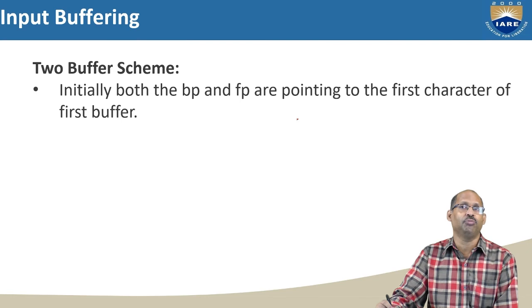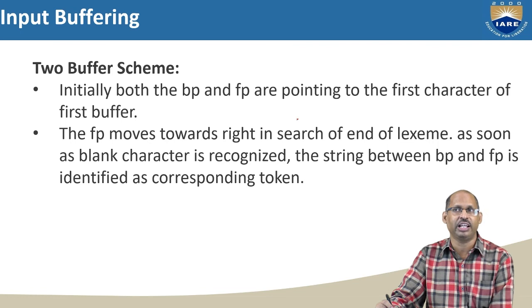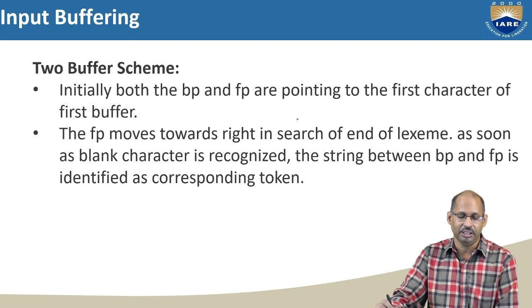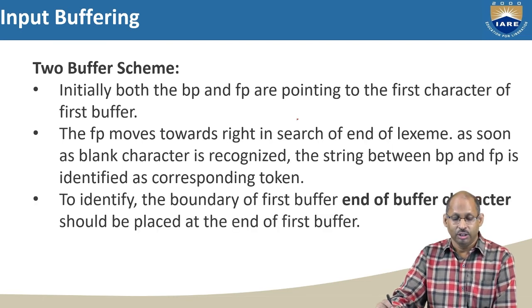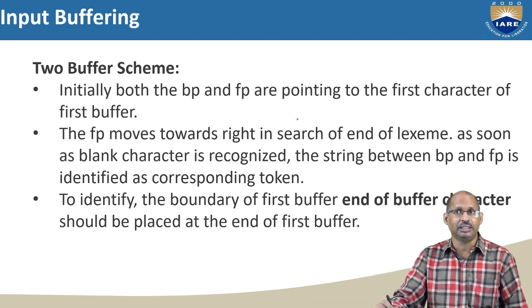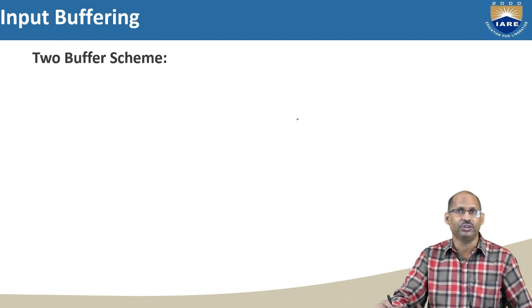Right? So initially both the begin pointer and forward pointer are pointing to the first character of the first buffer, and the forward pointer moves towards the right in search of the end of the lexeme. As soon as a blank character is recognized, the string between the begin pointer and forward pointer is generated as a token. Right? At the boundary of the first buffer, we use an end of buffer character, which should be placed at the end of the first buffer. So when the forward pointer encounters the end of buffer character, it will fill the second buffer. When it finds the end of buffer again, it will fill the first buffer. It will be continued.